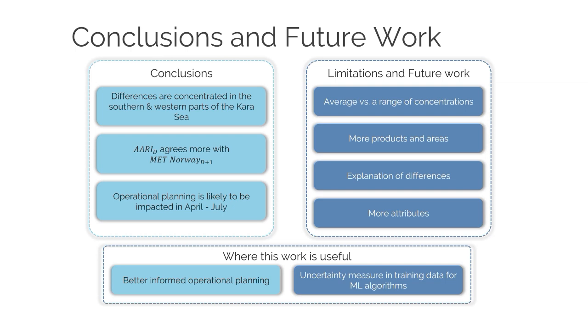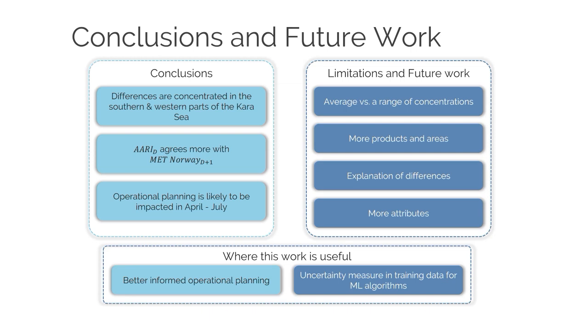You also need to understand the limitations of your work. In this work, we compared the CI charts. They report a range of concentrations, but we were only comparing the average. We know that there are more CI products. We were only comparing the two. We also know that we could not explain where the differences in CI charts were coming from. And there were more attributes. We were just comparing the total CI concentration. We could have also compared the thickness of CI or something else, right?